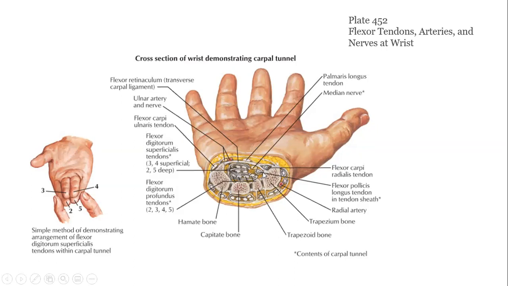So you want to memorize the arrangement of these tendons. So you got to know what's the roof, what's the floor, what 9 tendons travel through, what 1 nerve travels through, and what is the arrangement of the tendons in your carpal tunnel. What did you say the roof was again? The flexor retinaculum. Okay, thank you. So you can see that right here.